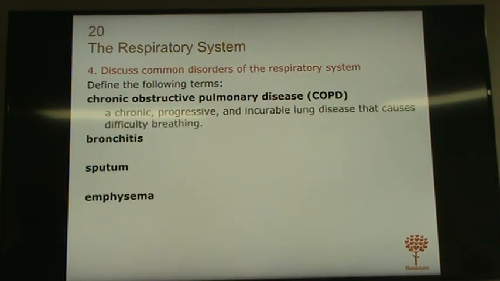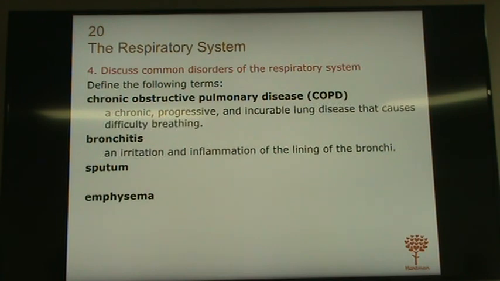COPD, chronic obstructive pulmonary disease, is a group of incurable lung diseases that cause difficulty breathing and shortness of breath. Bronchitis is irritation or inflammation. Inflammation just means swelling. So once the bronchi swell, it narrows the passage of air, which then causes difficulty to breathe. Sputum is what you cough out when you cough, the spit.